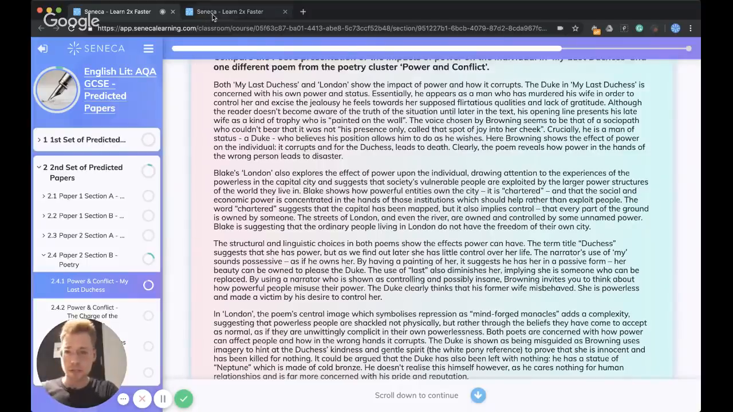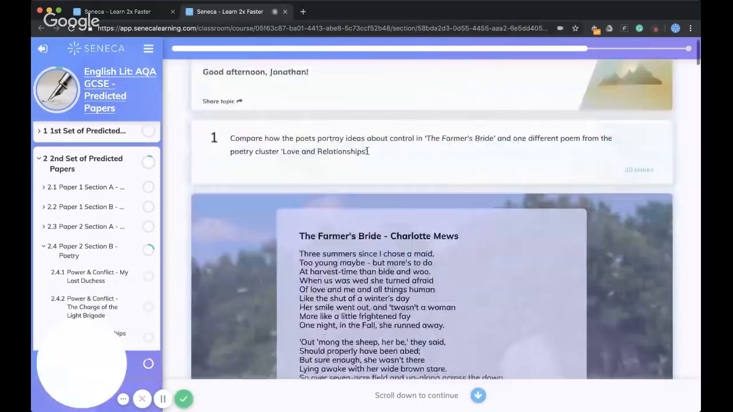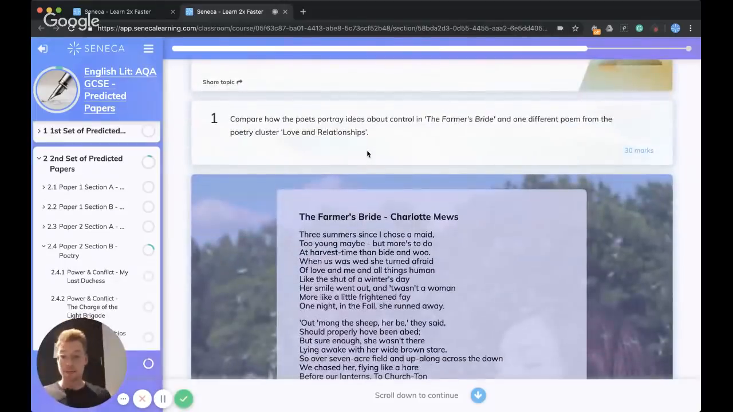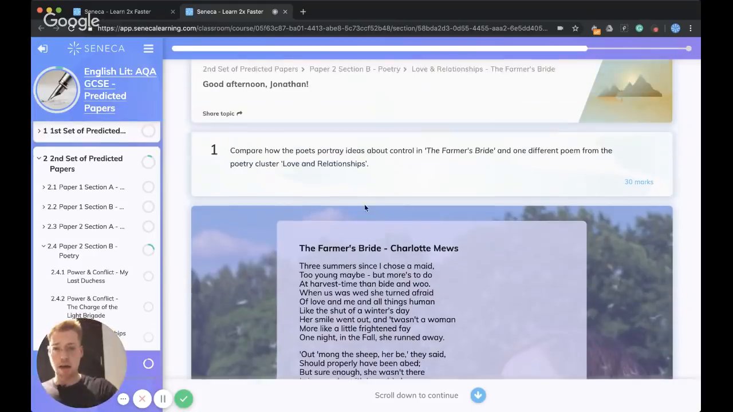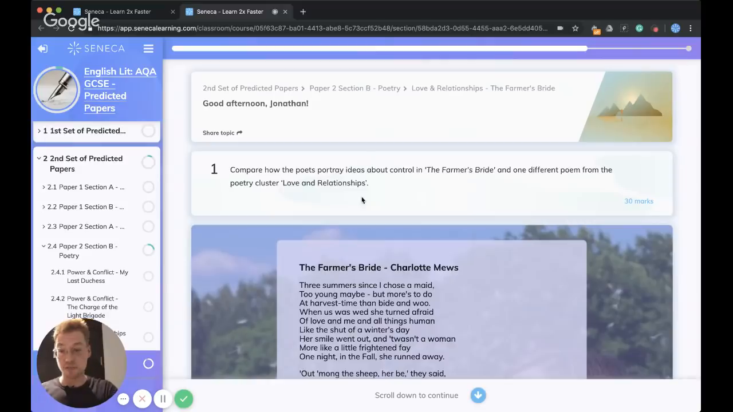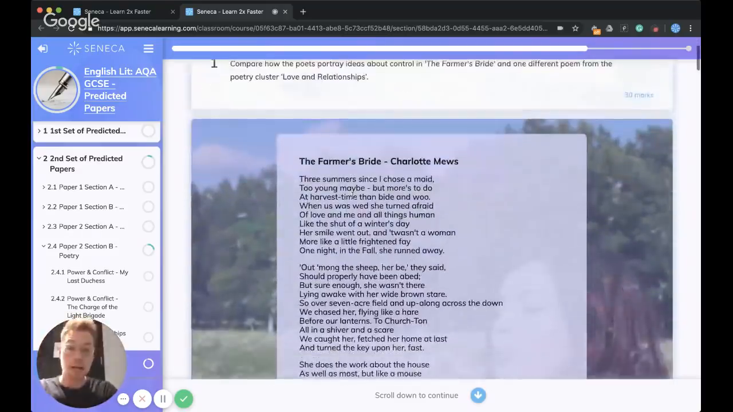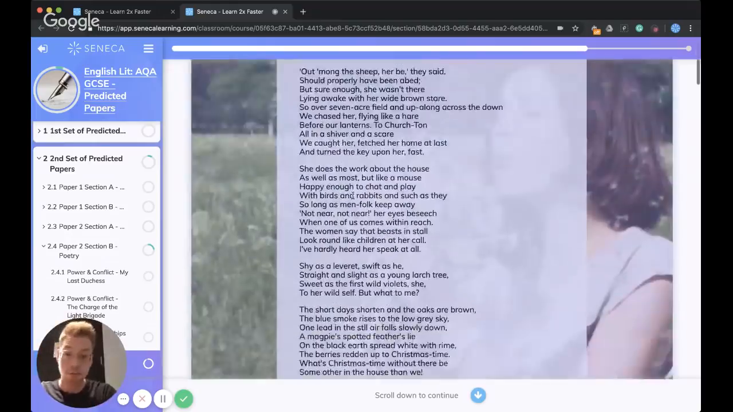Next, we're going to switch over to love and relationships and The Farmer's Bride. This won the Insta poll for the one we were going to go over. Any questions so far? And we're switching to love and relationships now. So if you're doing power and conflict, actually stick around. It's going to be fun. There might even be another gong involved. You're welcome. So The Farmer's Bride, Charlotte Mew, again, a lovely, beautiful poem.